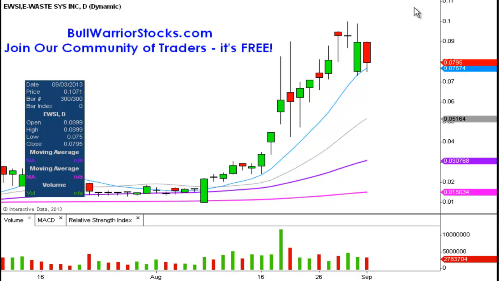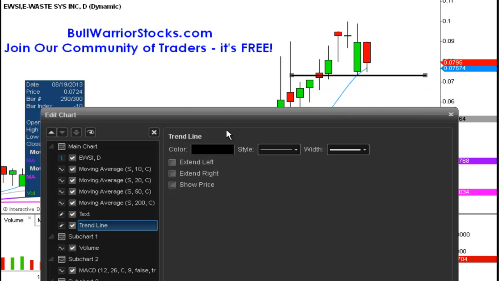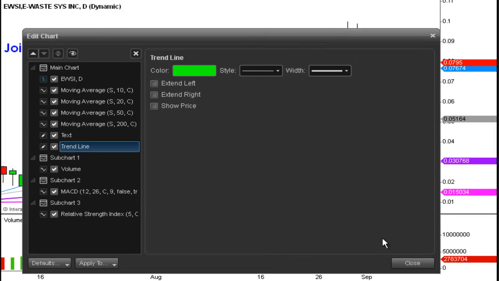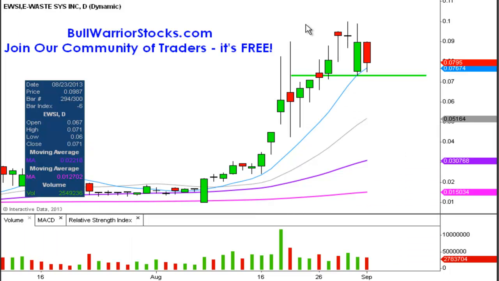So let's talk about some support levels. These are the levels that you ideally want to see hold. The first one that seems to have kind of dug in is right around this area here. We'll call it 0.073. This will be an ideal support level, meaning ideally you'd like to see this level hold, but if it doesn't, by no means should you go panic or anything like that, because you still do have plenty of other supports below you.